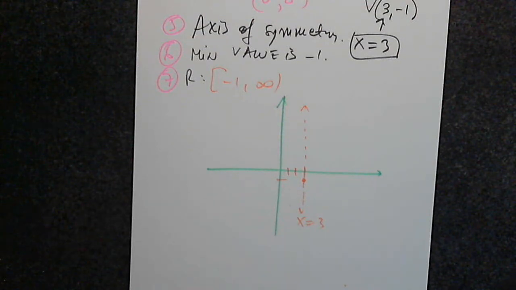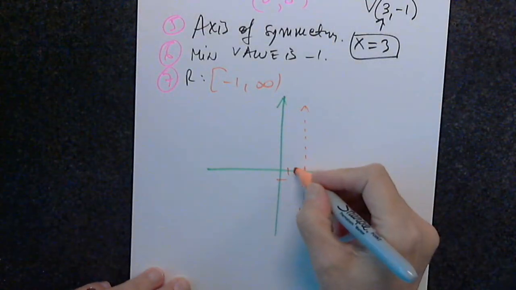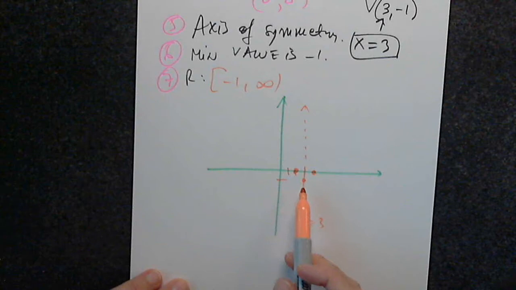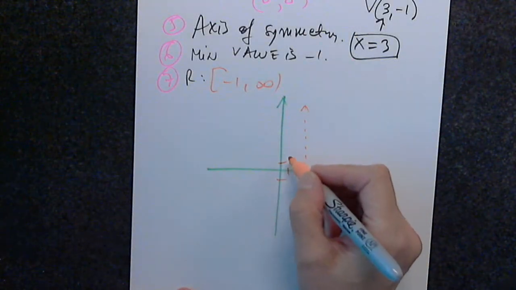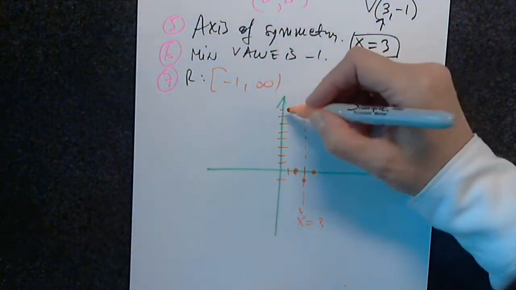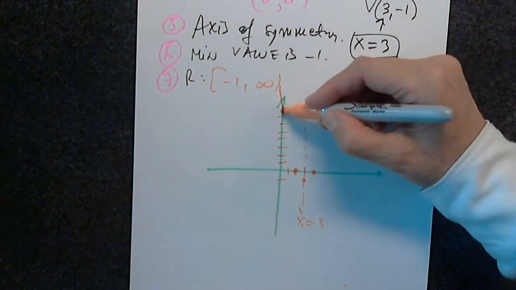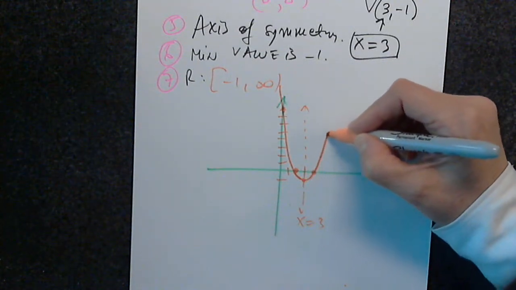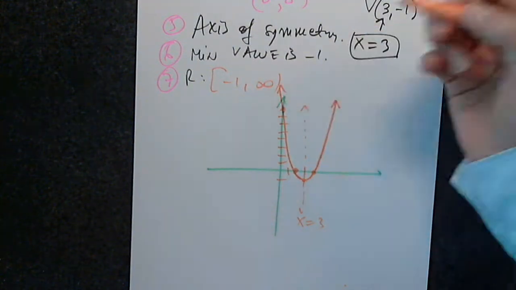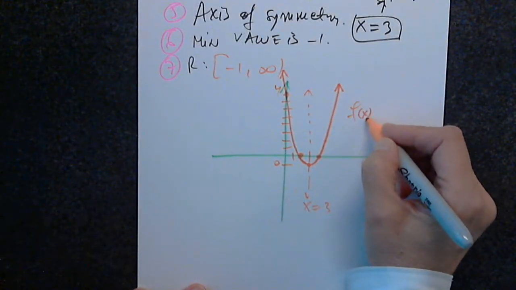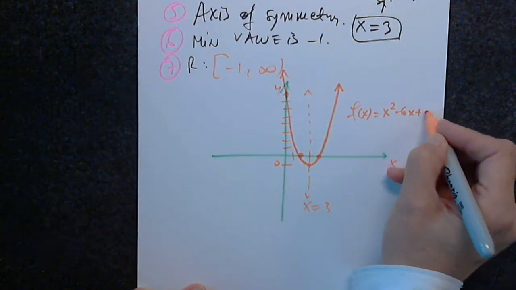Okay, then 2 and 4, of course they have to be symmetric, left and right of the axis of symmetry. That's why this is the axis of symmetry. And then we have 0, 8. 1, 2, 3, 4, 5, 6, 7, 8. Please graph it so it's not too acute at the vertex. So this is the graph of f of x equals x squared minus 6x plus 8.